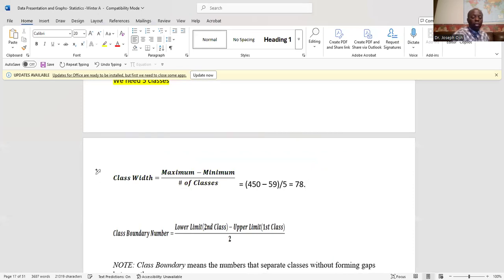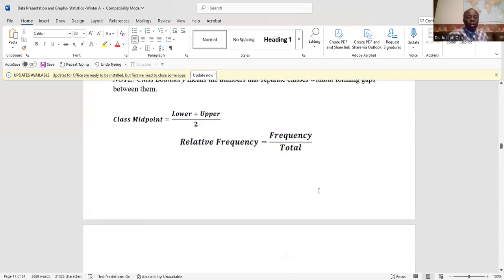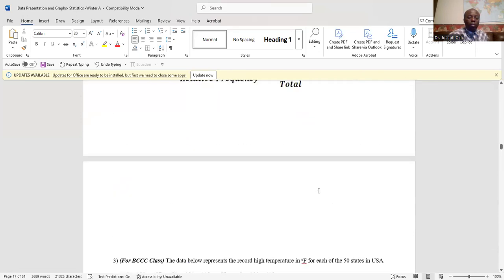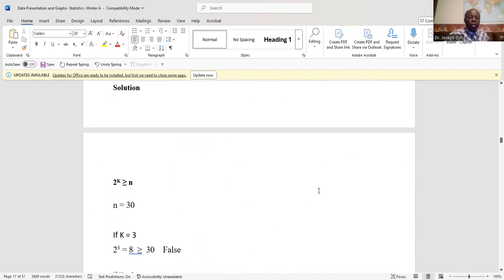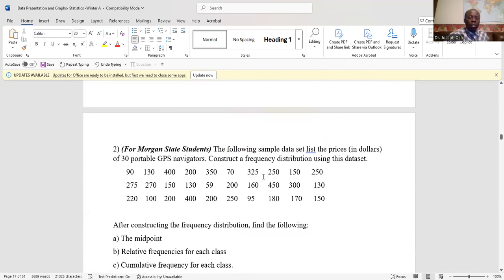78.2, so you go to the next. If you get a decimal number like this, you go to the next whole number, which is 79. So our class width is 79. With this, we are ready to go: 5 classes and 79 class width. Now we can put our data set into our table here. This is what we have.